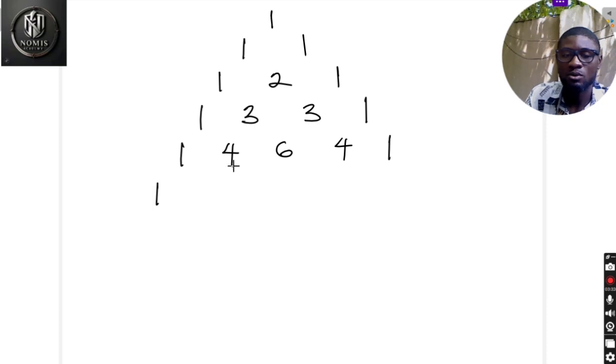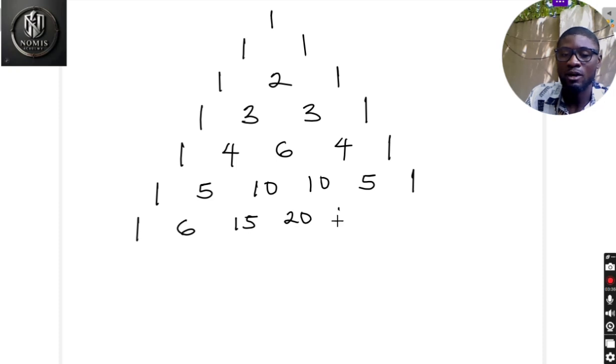1 begins. 1 plus 4, 5. 4 plus 6, 10. 6 plus 4, 10. 4 plus 1, 5. And lastly, 1. So we have 1 from the beginning. 1 plus 5, 6. 5 plus 10, 15. 10 plus 10, 20. 10 plus 5, 15. 5 plus 1, 6. And lastly, we should have 1.